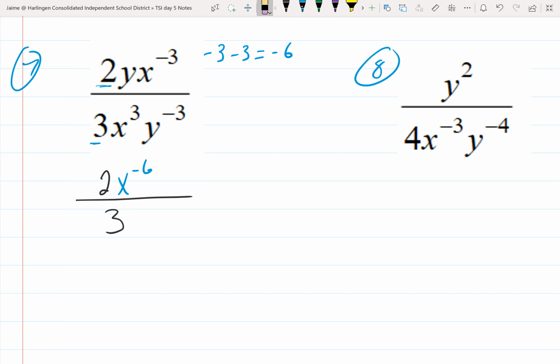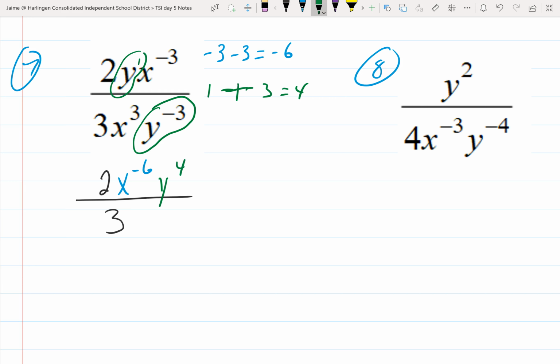Now we do the Y's. There's a 1 right there. So there's a Y to the 1 and a Y to the negative 3. What do you do when you divide? You subtract. It's 1 from the top, minus, because you need to subtract them. And what number is on the bottom? A negative 3. A minus and a minus turns to a plus. So that's a 4. So then we have a Y to the 4.